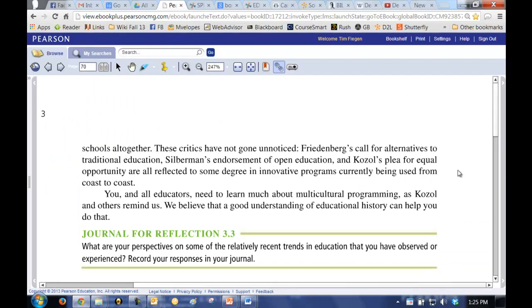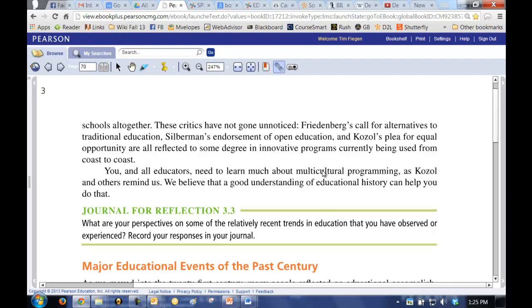These critics have not gone unnoticed. Friedenberg's call for alternatives to traditional education, so there's endorsement of open education, Kozol's plea of agreement. And again, I wish we could do a whole chapter on what those pendulum swings were that they're talking about. You and all educators need to learn about multicultural programming, because a good understanding of educational history can help you do that. And I'm going to say to you, I have no idea why that's related.